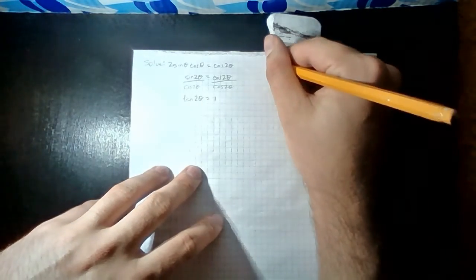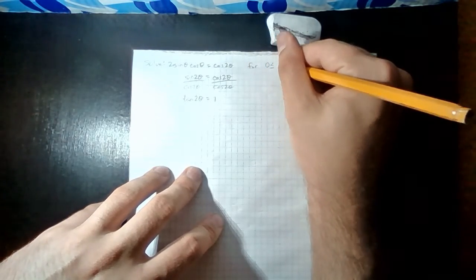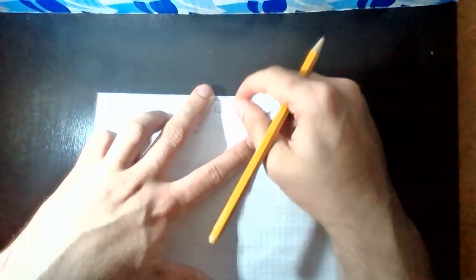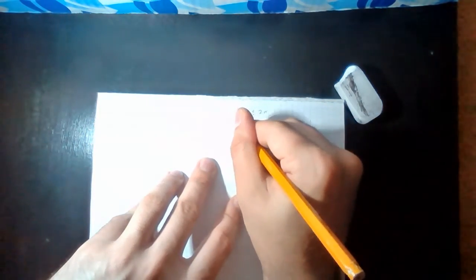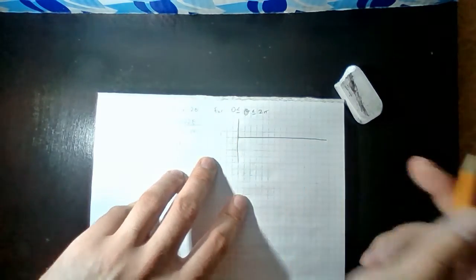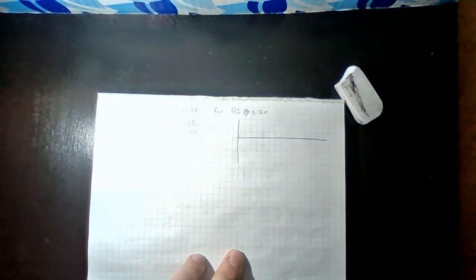So we're looking for the interval where 0 is less than theta is less than or equal to 2 pi. So our regular tan has a period of pi. This tan function is going to have a period of pi over 2.